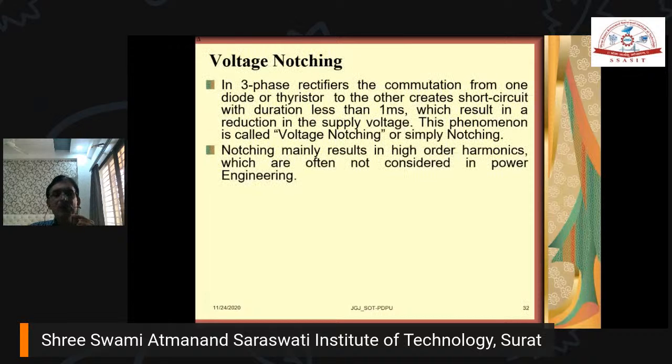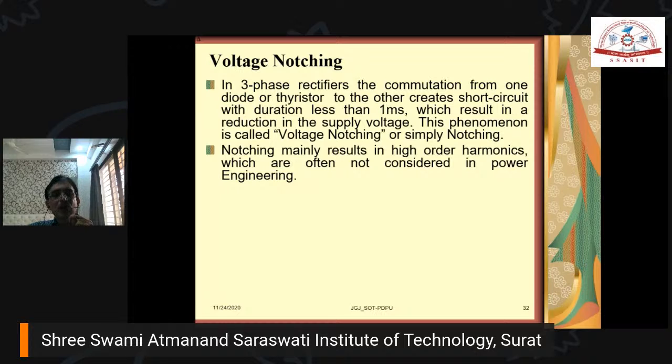Now coming to the next issue or the problem, that is voltage notching. So you know that in three-phase rectifiers, the commutation from one diode or thyristor to the other creates a short circuit with duration less than 1 millisecond, and which would result in reduction in the supply voltage. So this phenomenon is called what? Voltage notching, or sometimes it is called notching simply. So notching may result in high order harmonics, and which are often not considered in power engineering.